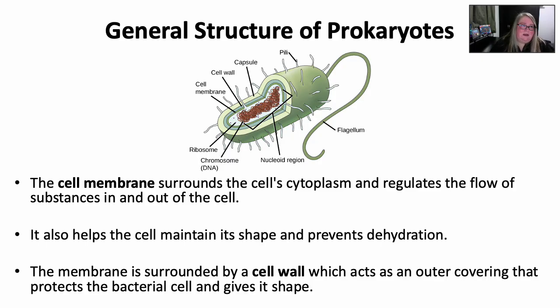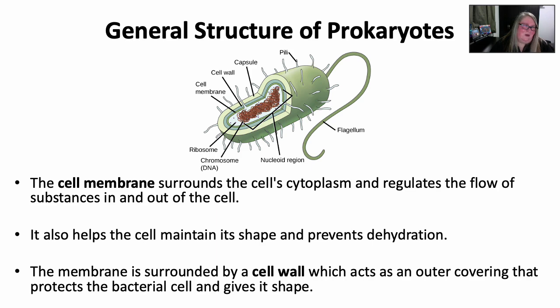Okay, so the cell membrane, just like we've talked about, is going to control what comes in and out of the cell, that exchange factor, that's going to give it its shape. And it's going to create that boundary that separates the inside of the cell from the outside. Now, cell walls also are going to help with this, but they're going to act as an outer covering that's going to protect the bacterial cell more than the cell membrane.